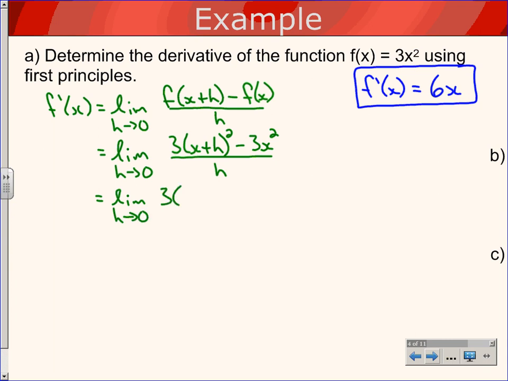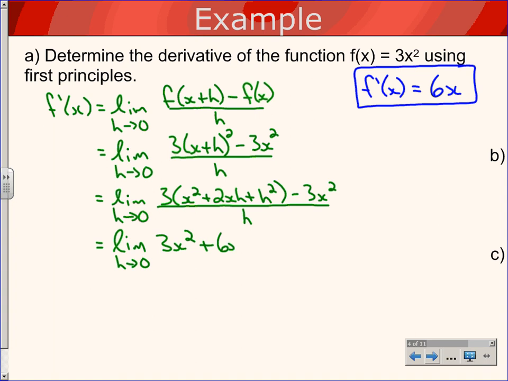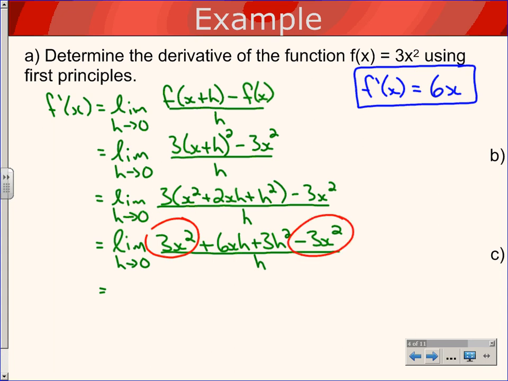If I expand this, the 3 stays. x plus h squared means x plus h times x plus h, which will get me to there. Let's take our time. We'll show everything here. I'm going to multiply the 3 through the bracket. So 3x squared, 6xh, 3h squared, and the minus 3x squared still kicking at the end, over h. This has happened, I think, every time, even in the last one with that square root function. The first term, the 3x squared here, and the minus 3x squared there are going to disappear.